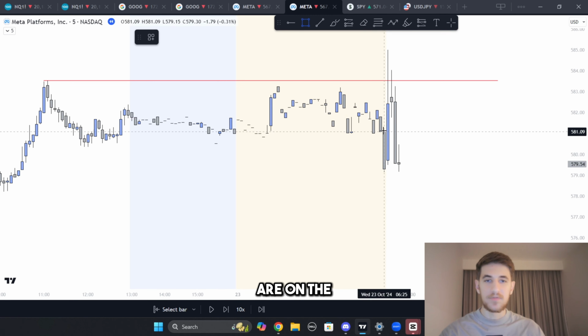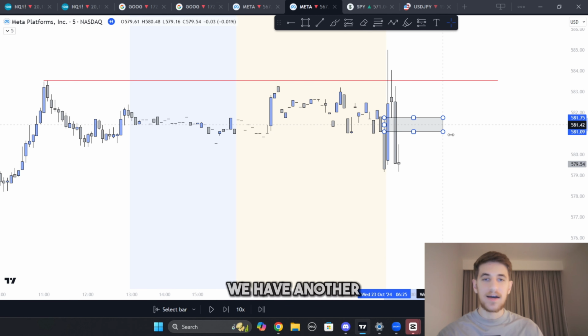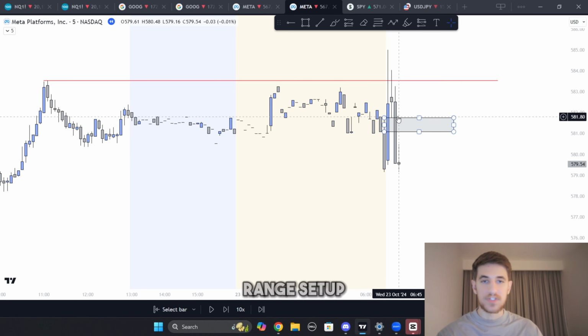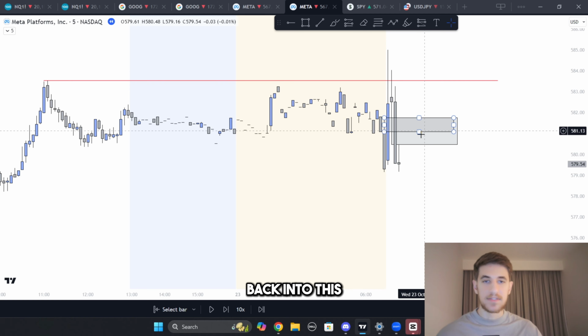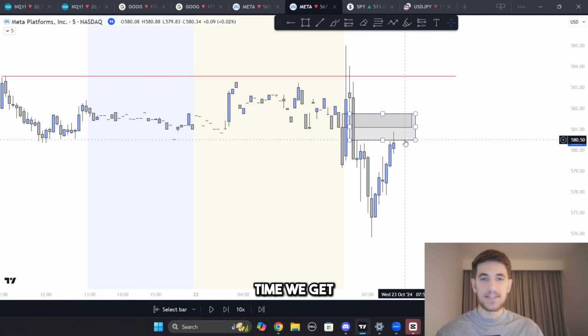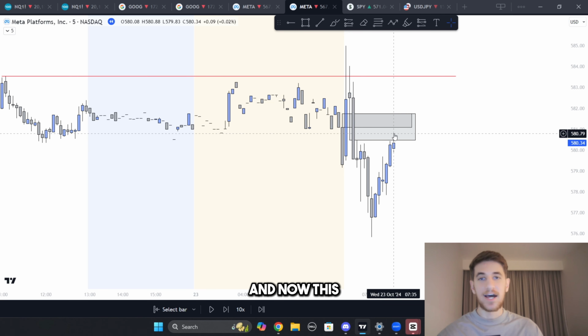So here we are on the 5-minute time frame once again, and right over here we have another beautiful balanced price range setup. So in this situation, all I'm doing is waiting for price to reverse back into this balanced price range, and I'll look to take an entry for a move back down. After some time, we get that move into the balanced price range, and now this is my perfect setup to take an entry on for a move lower.